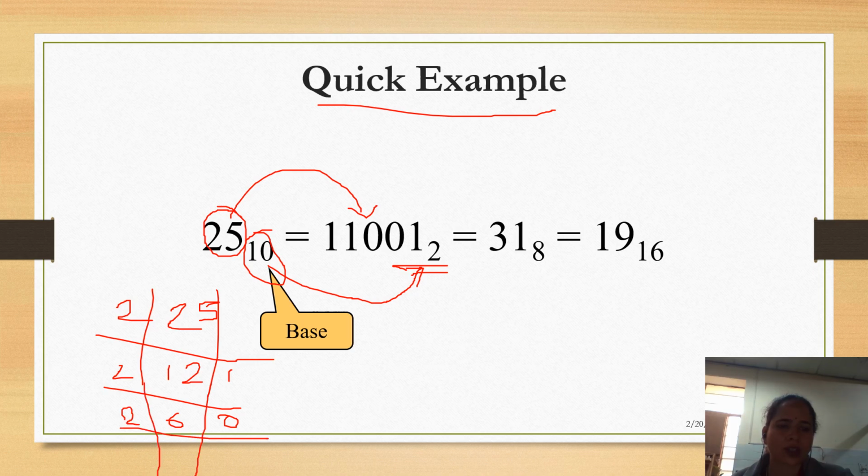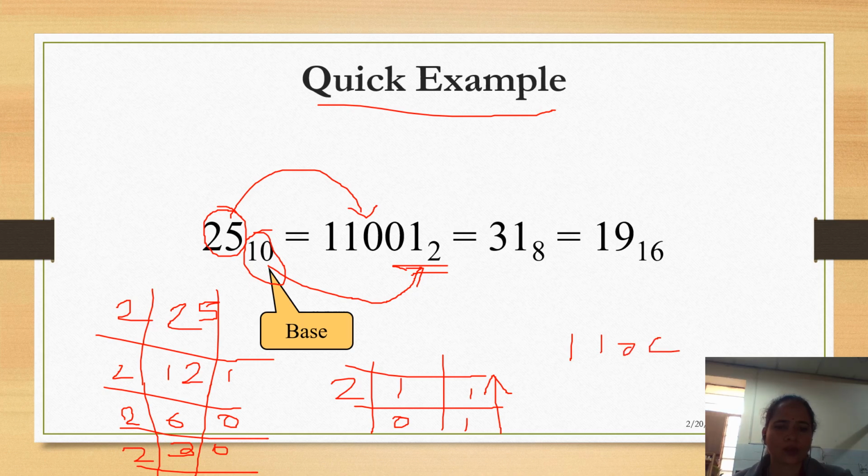Now here we get 3, and the remainder is again 0. Then the remainder is 1, and dividing again by 2, the remainder is 0, then 1. Now, how do we represent this? From bottom to top, the number is 1, 1, 0, 0, 1. So this is the binary equivalent of the number 25.